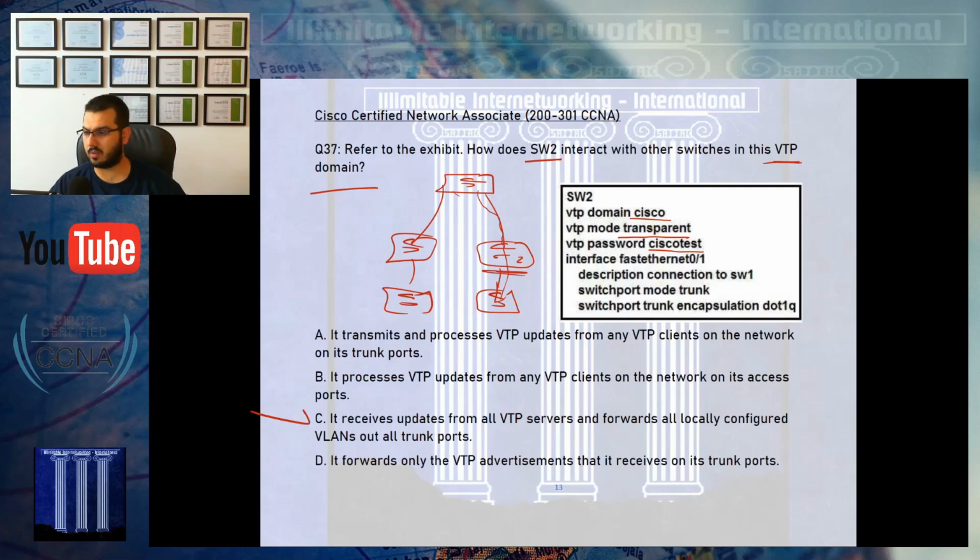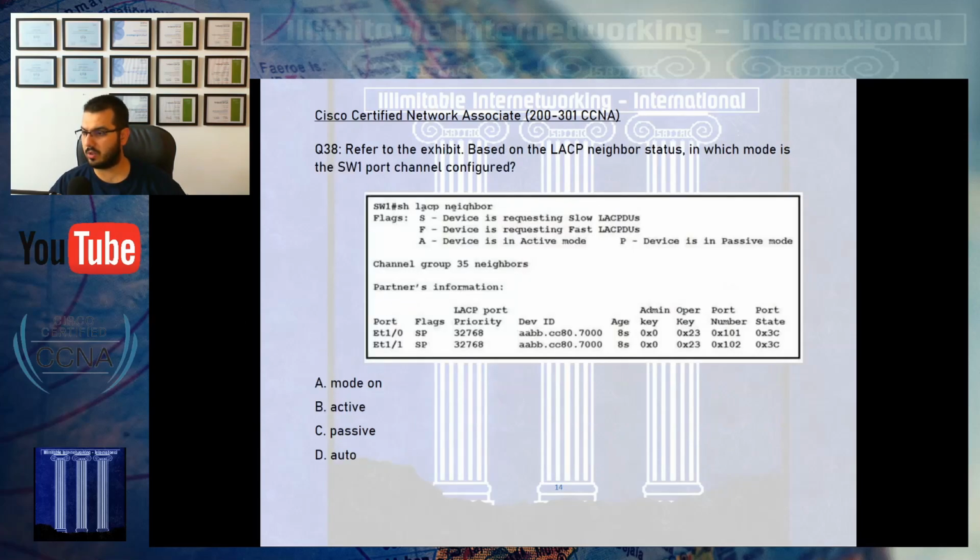Okay, that's question number 37. Without further wasting of time, let's go to question 38. Question 38 says, refer to the exhibit, which is show LACP neighbor. Based on the LACP neighbor status, in which mode is the switch's port channel configured? So it's LACP, so it's either active or passive. But based on the neighbor, let's see if the neighbor is active or passive.